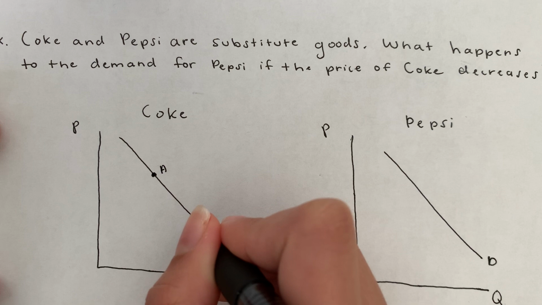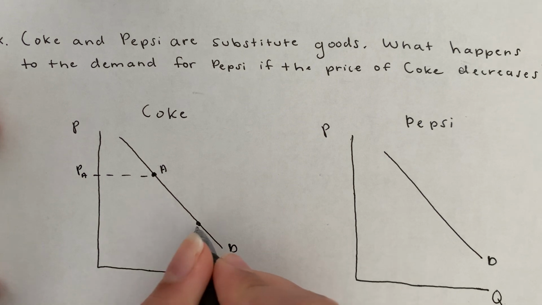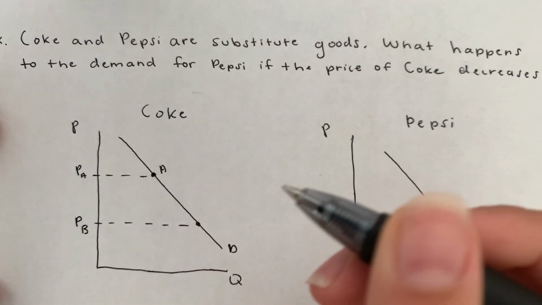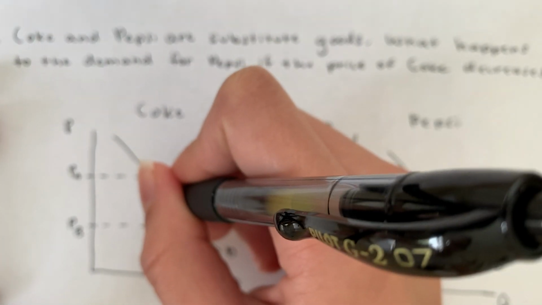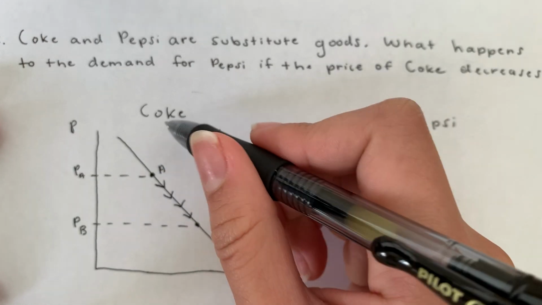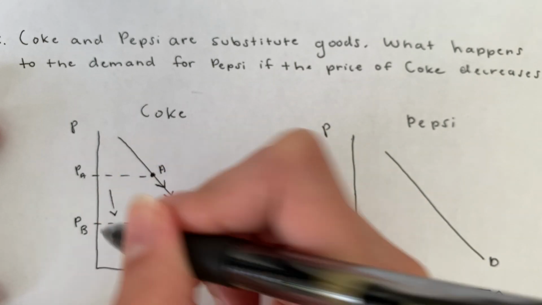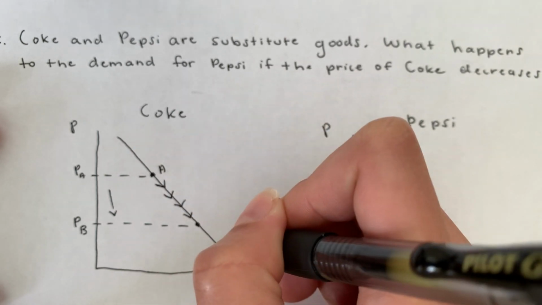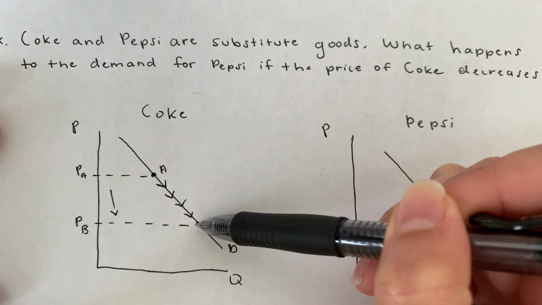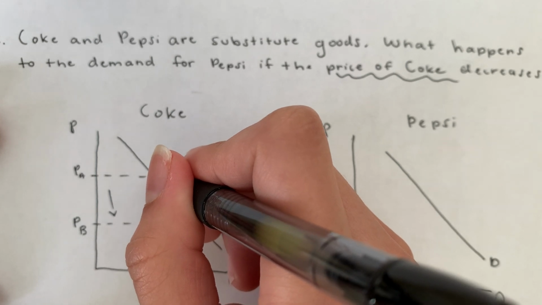So the price of Coke goes from PA to PB, right? So it's the price decreasing, and that is shown along the line here. So we know that the quantity demanded for Coke increases, because we're moving along the line. Price decreased, we're moving along the line here. We're not shifting or anything, because the only thing that causes a movement along the curve is a change in the price of the good. So the price of Coke decreased, which means we have a change in quantity demanded.